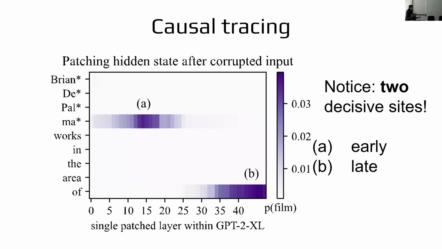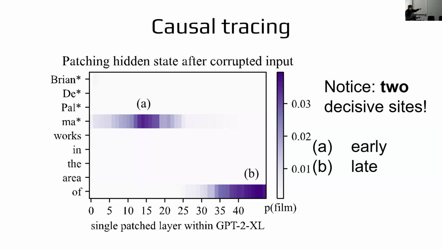So I picked a little bit of a longer sentence. Brian De Palma works in the area of film, and we have a data set of several thousand of these kinds of test facts that we can use to probe these models. What I've shown in purple are the neural states during this grid of computations in the transformer which have the strongest causal effects. And there's two sites.